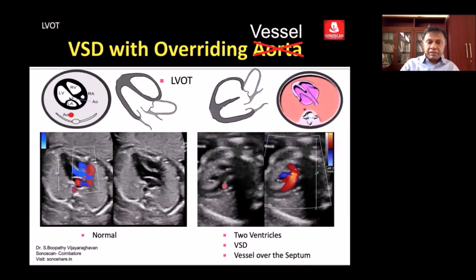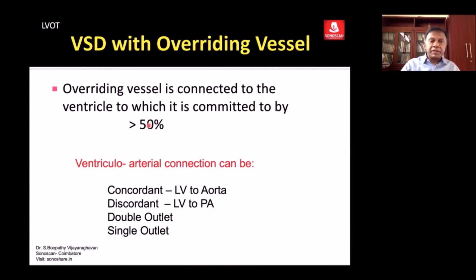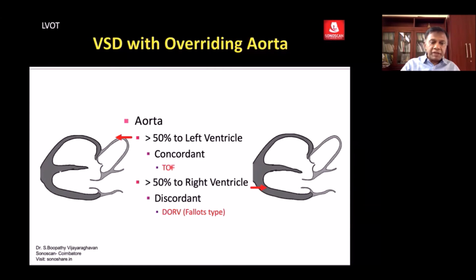another vessel. Whereas the pulmonary artery will be an acute curve. So the long curve towards the right shoulder is the aorta, and this will be an acute curve posteriorly, and you'll see the early branching. More than 50% committed to the ventricle, so that is connected to that ventricle. Based on this definition, the ventricular arterial connection can be concordant, that is tetralogy of Fallot. If it is committed more than 50% to the right ventricle, then it is discordant and it is DORV.